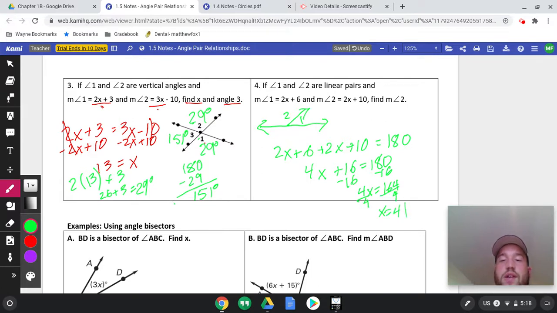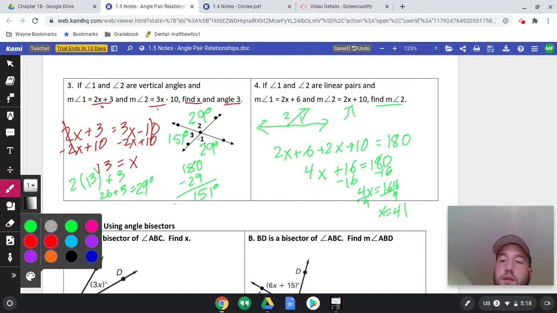Now we're not quite done. We need to find what angle 2 is. So we're going to plug that in right there. So it'll be 2 times 41 plus 10. So that's going to become 2 times 41 gives us 82 plus 10 gives us 92 degrees. And that's what angle 2 equals.